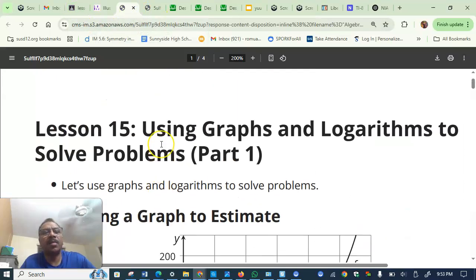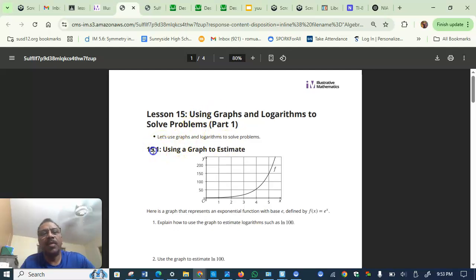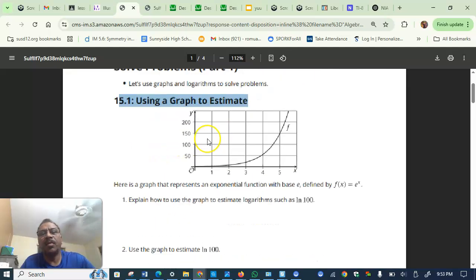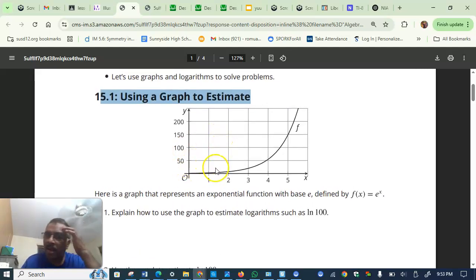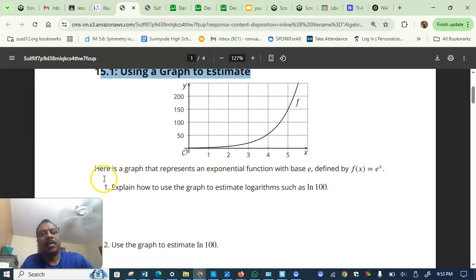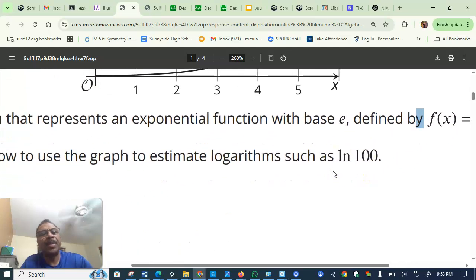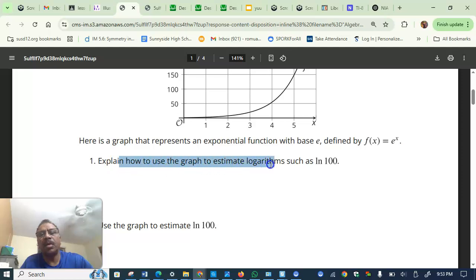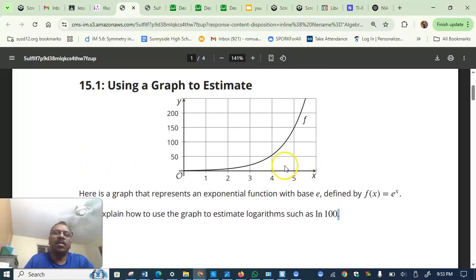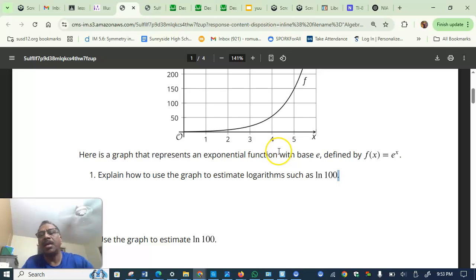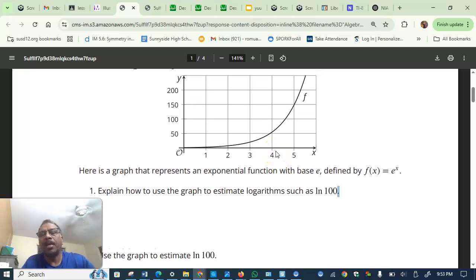The first one is 15.1, using the graph to estimate. You see the graph, and the graph is an exponential function. Here is a graph of an exponential function, but the base used is e. So f of x is e raised to x. The first question asks: explain how to use the graph to estimate logarithms such as ln of 100. From this graph, can we identify what ln of 100 is?